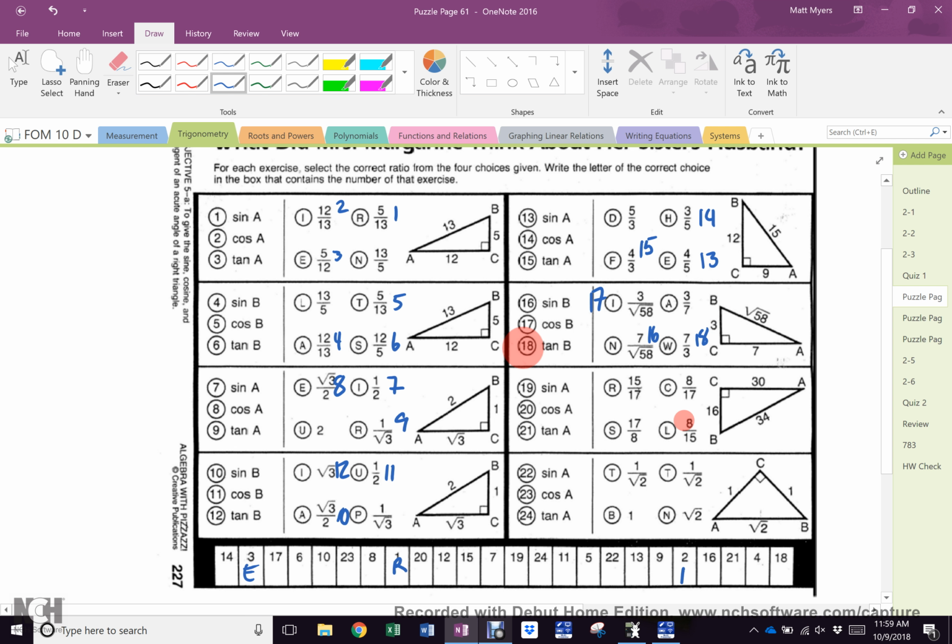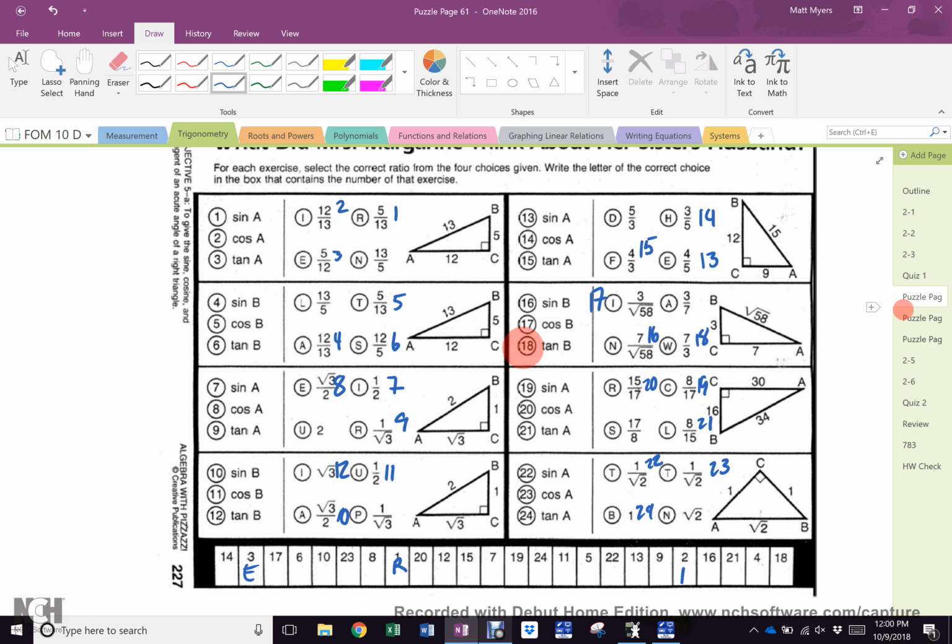Where's the 19? C. Where's the cos? 20. R. And where's the 21? L. And 22. T. 23. T. 24. B. And then you would fill in the bottom. I'm not going to do that. You can find that out later for the funny joke.